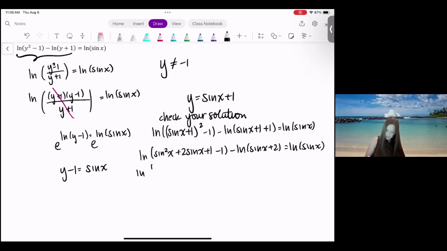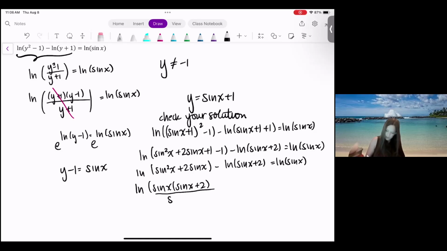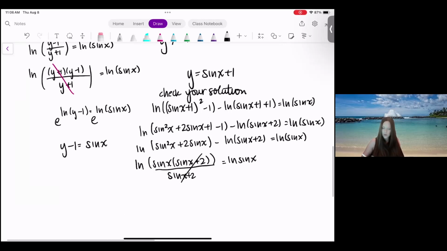So I have sine squared x plus 2 sine x, minus natural log of (sine x plus 2), equals natural log sine x. I can factor out a sine x from the first expression, and I'm actually going to condense and rewrite this as natural log of sine x times (sine x plus 2) over (sine x plus 2) equals natural log sine x. The sine x plus 2's cancel, and I'm left with natural log sine x equals natural log sine x, which was my goal. It checks out.